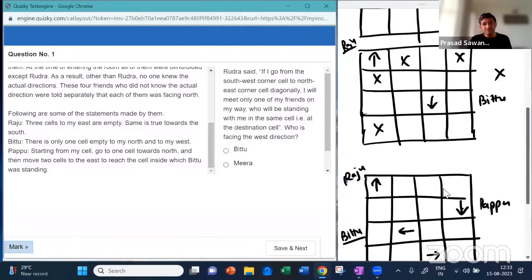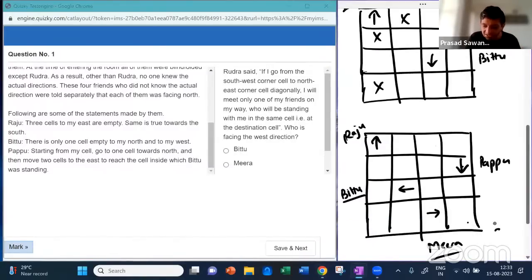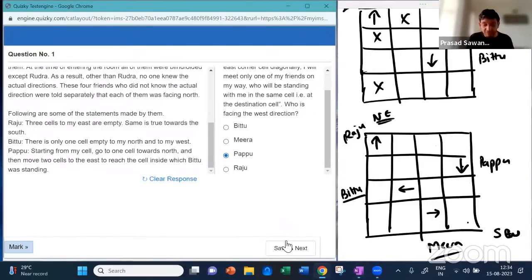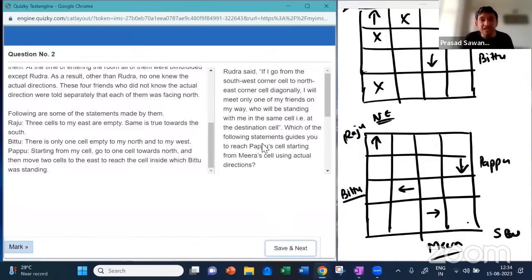So this is one and this is one. And last corner, so Rudra is standing. So Rudra is standing in the southwest corner to the northeast corner diagonally. So according to Rudra, this is the southwest corner and this is the northeast corner diagonally. So this is how it goes, right? So this is how he's traveling. He will meet only one friend, which will be Raju, in the destination cell, brilliant. Who is facing the west direction? So this is southwest, this is the west. Pappu is facing the west direction. Okay, thankfully the investment has worked.